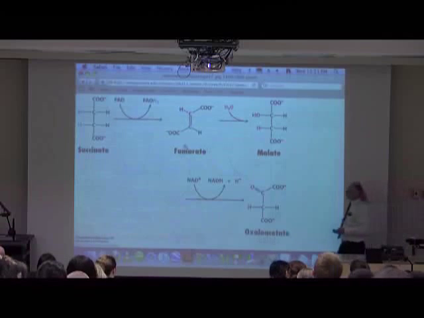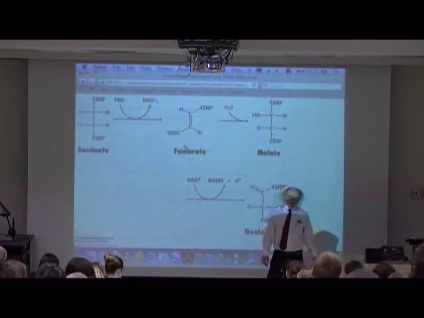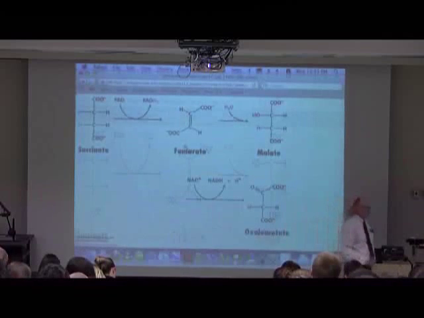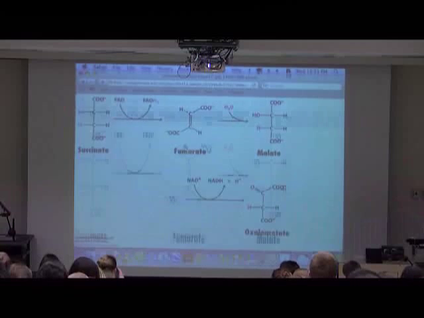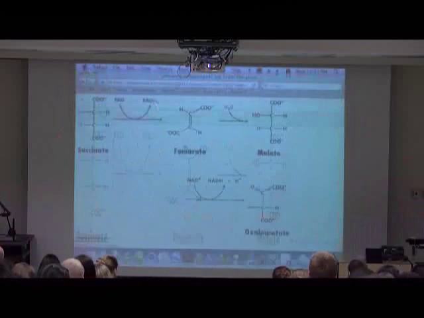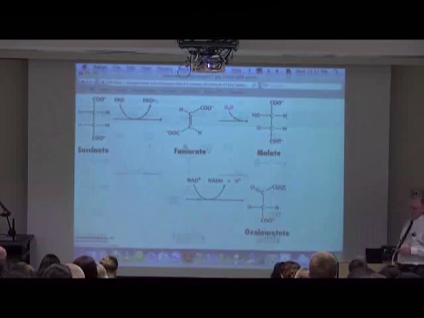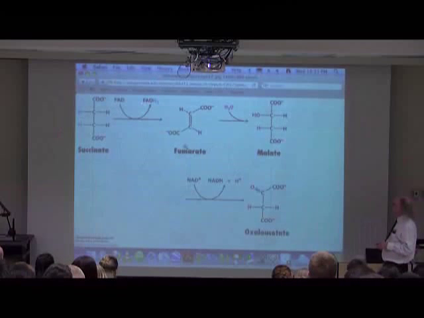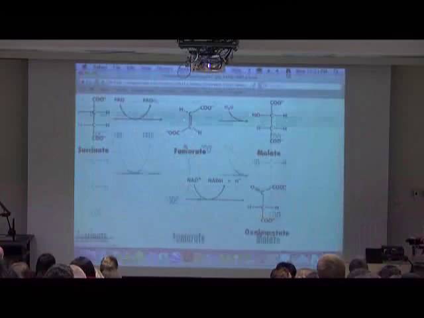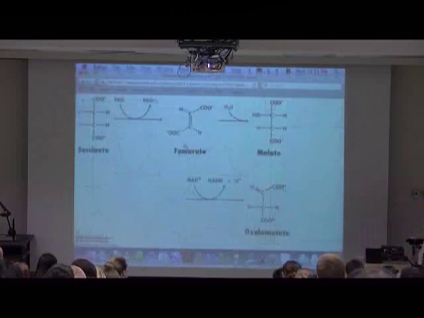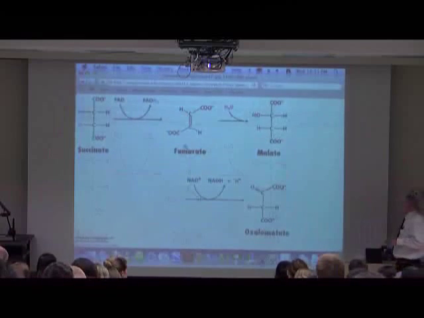In the next reaction, succinate is oxidized. Okay? So we're going to have our third oxidation, but of course there's no carbon dioxide loss. This oxidation involves transfer of protons and electrons from succinate onto FAD to make FADH2. You can see the loss of those protons and electrons by what's left, the fumarate. Fumarate has a double bond.